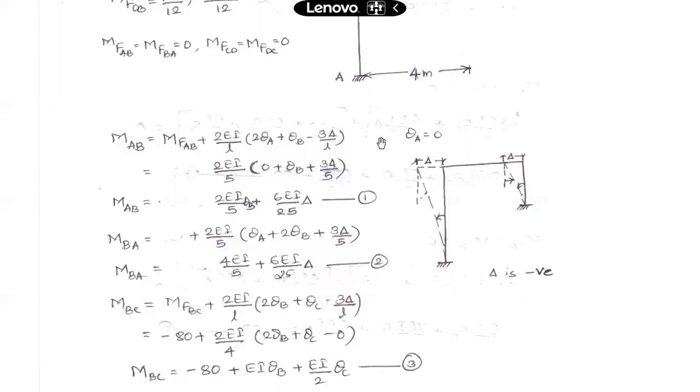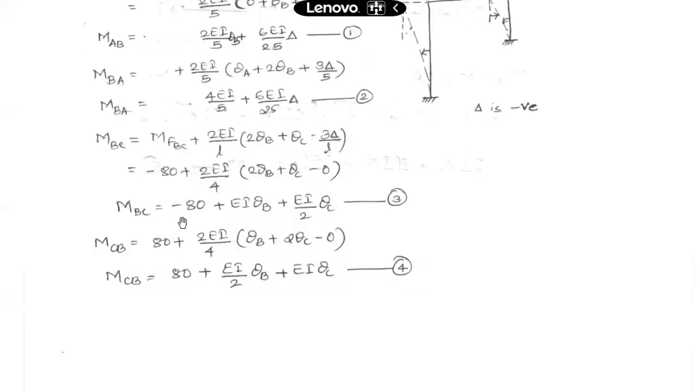Similarly, when I consider member BC, MBC is coming out to be minus 80 plus EI into theta B plus EI by 2 into theta C. When I write the slope deflection equation for member BC, this is what I am getting here. And when I move to joint C in member BC, the slope deflection will be MCB equal to MFCB plus 2EI by L into theta B plus 2 times theta C minus 3 delta by L. In this member BC, delta is 0.